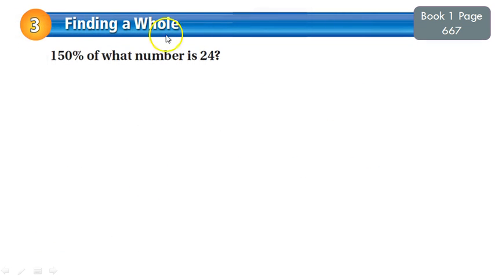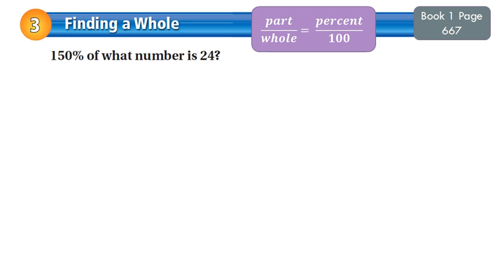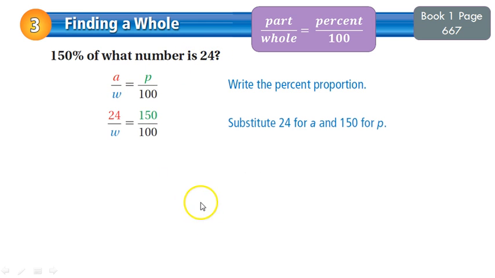Now what if we had to find the whole? This means a denominator will be missing in this number. 150% of what number is 24? Using the key again, we always start by writing the percent proportion formula. Then substituting the values where they belong. 150%, so it goes where the P is. 24 is the part, so it goes where the A is.